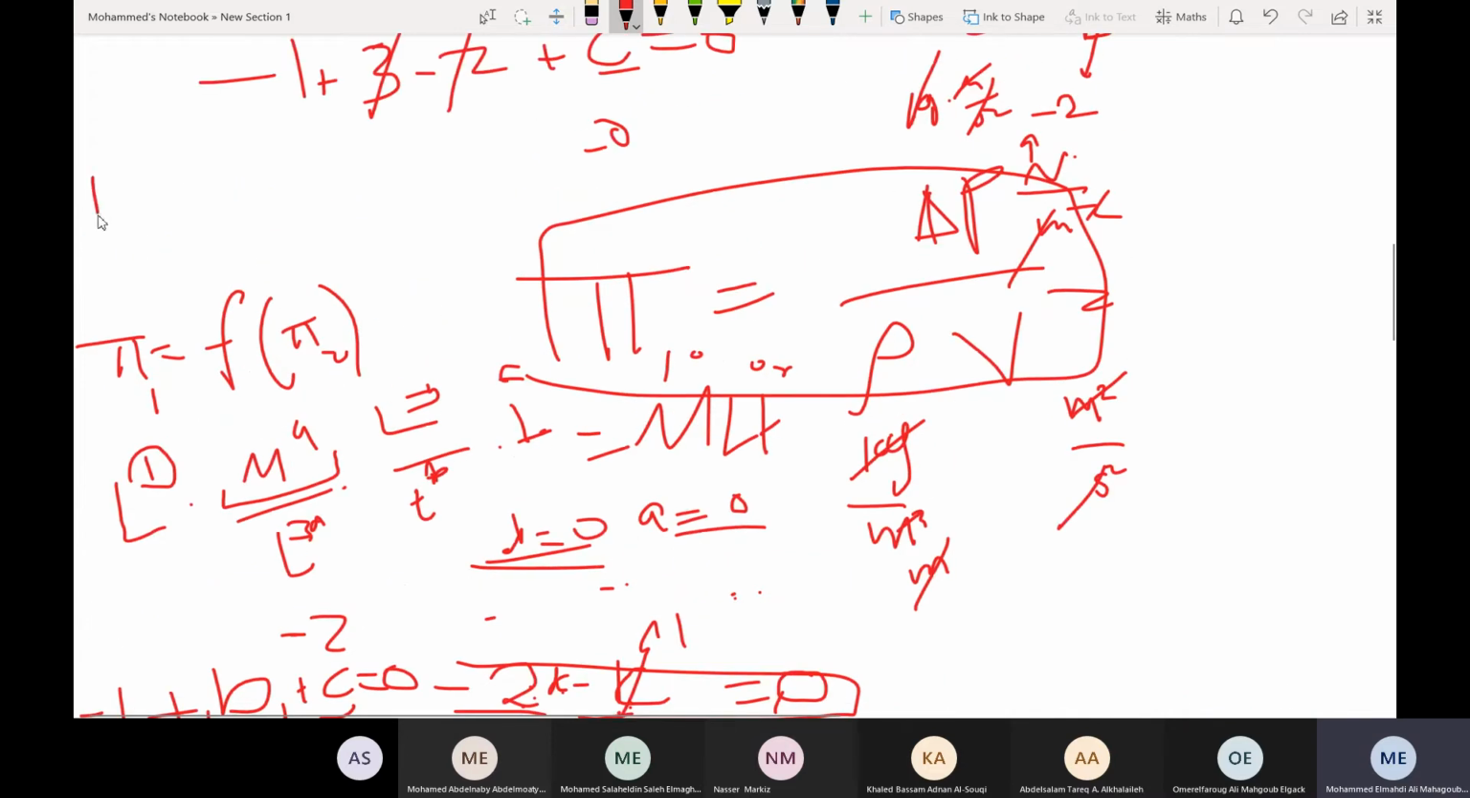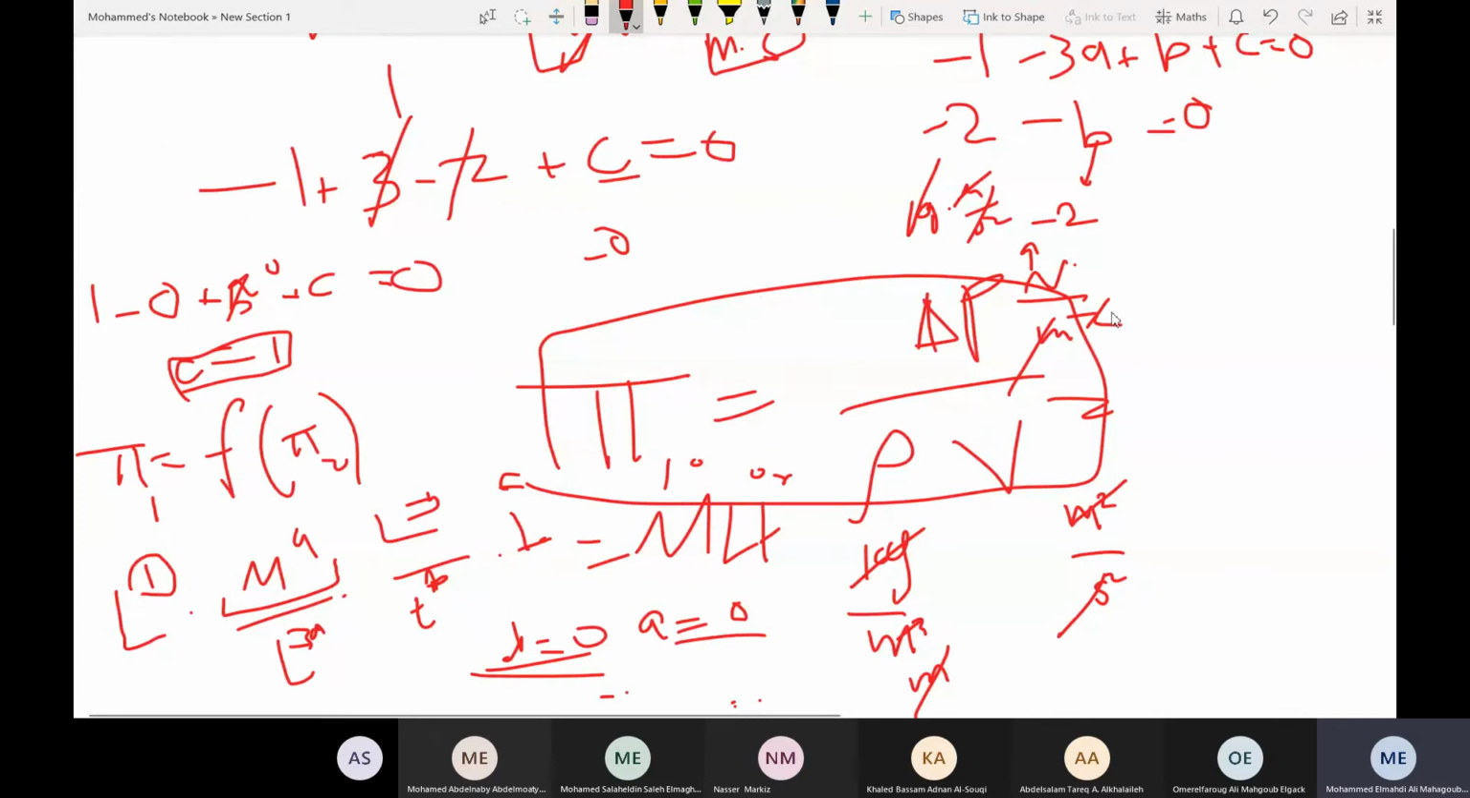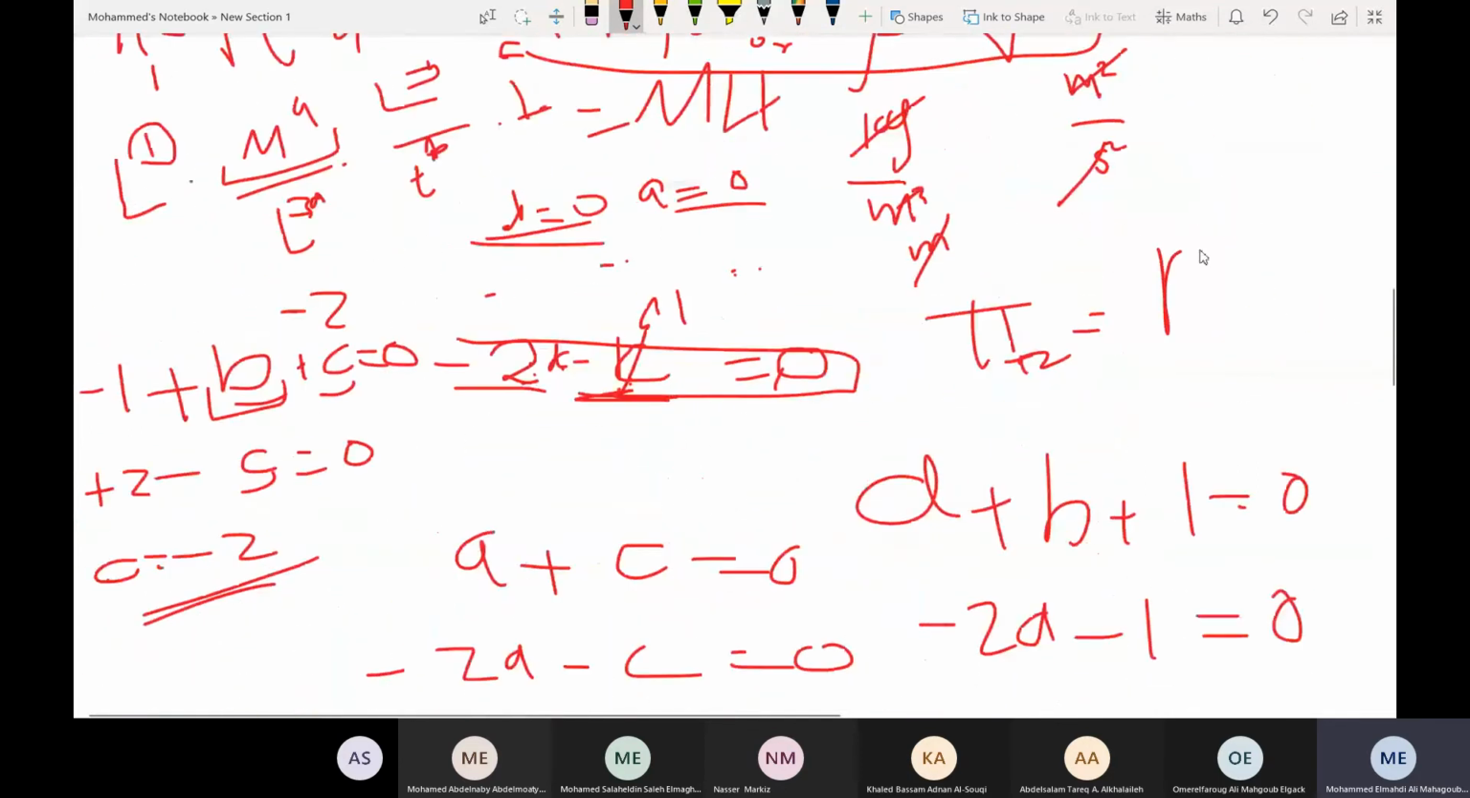Okay, 1 minus 0, plus B, which is 0 also, plus C equal to 0. So C is equal to 1. Okay, so it turns out our second pi, pi 2, equal to C here, so it is diameter over R. Yeah, like this. This is the second pi.